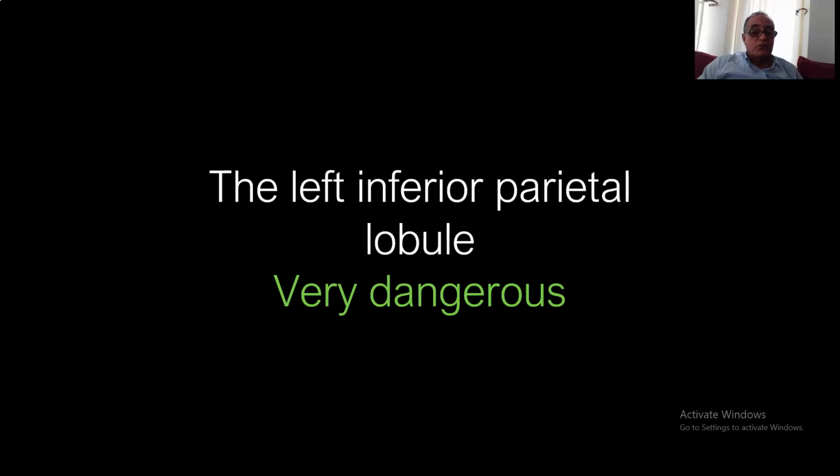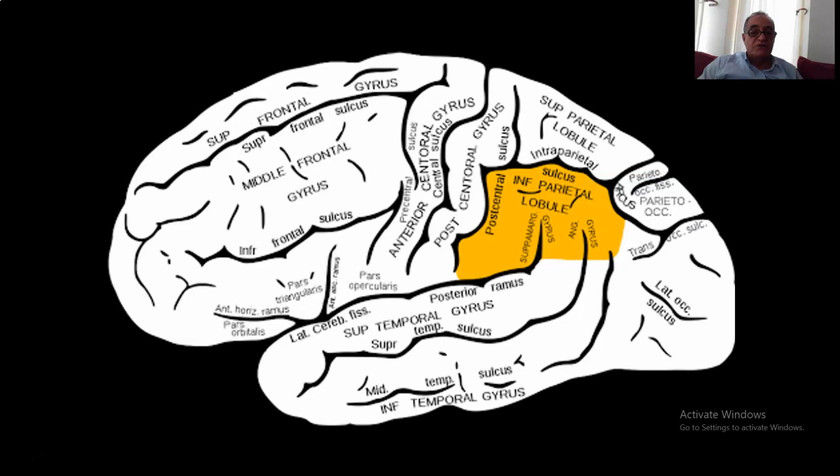The left inferior parietal lobule, on the contrary, is very dangerous because, as we said, it contains the supramarginal gyrus, where you understand the feeling of what you said, and most importantly, the angular gyrus.